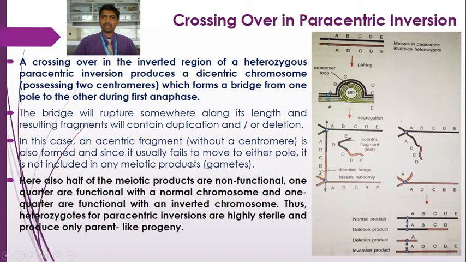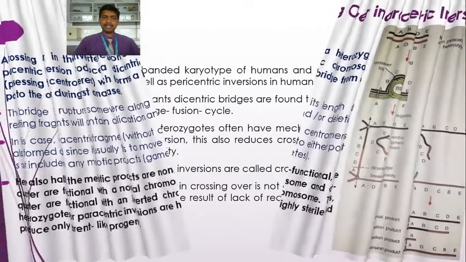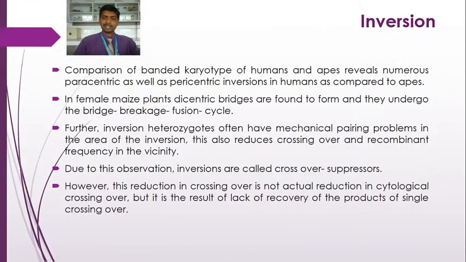So this is all for today for inversion, both paracentric and pericentric inversion. In the next lecture we will study translocation, the last point after this inversion, the genetic effects of the inversion. If you compare the karyotype of humans and apes, it reveals numerous paracentric as well as pericentric inversions in humans as compared to the apes.